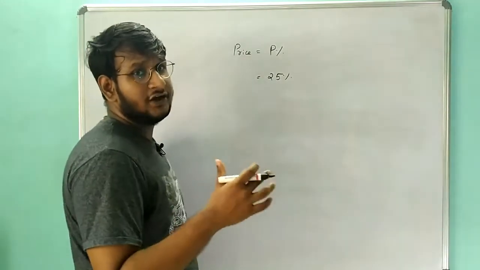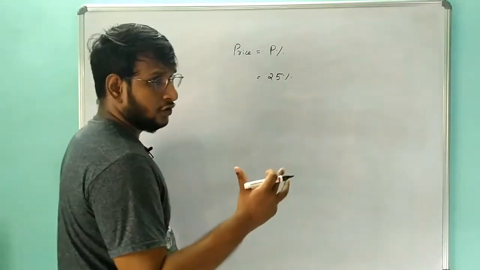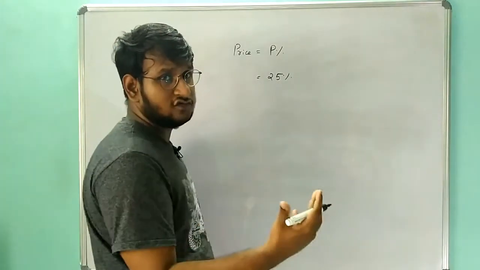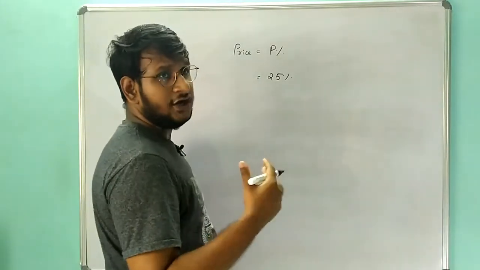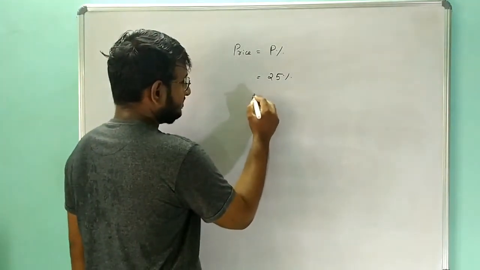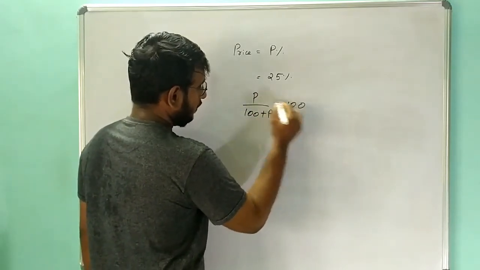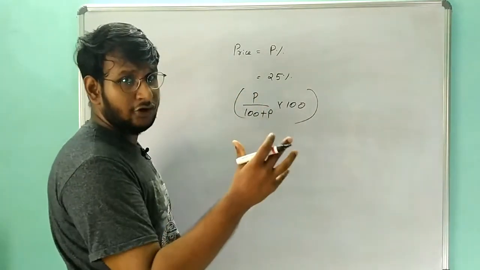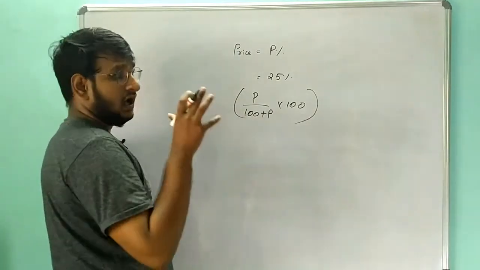Now you are not willing to spend 25 rupees more on sugar, so you are going to reduce your consumption of sugar. In order to find your percentage of reduction, you need to use this formula, that is P divided by 100 plus P into 100. This is the formula you use when there is an increase in the price of a commodity and you need to reduce the consumption of that commodity.